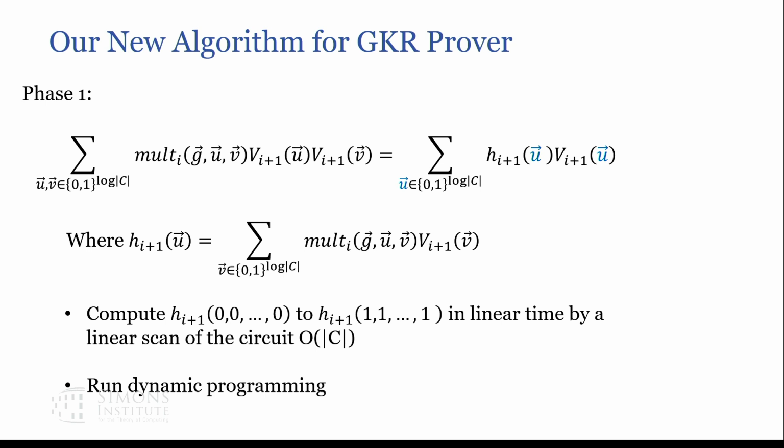And this V_{i+1}(u) is the easy part because the initialization is just the values in the circuit. And this will work for any sparse polynomial, or is it something special? Yeah, just any sparse polynomial. Yes, it can be generalized.